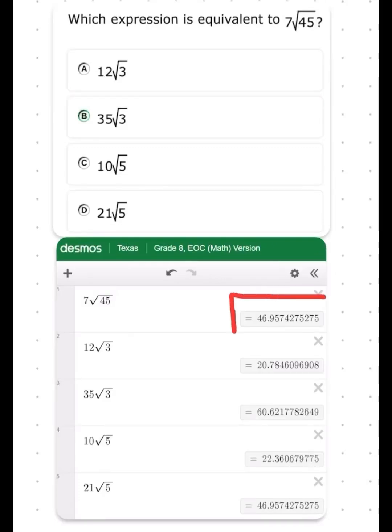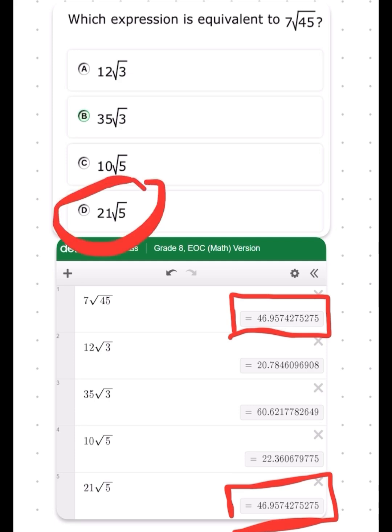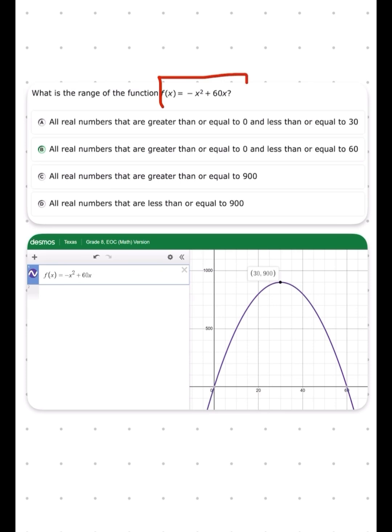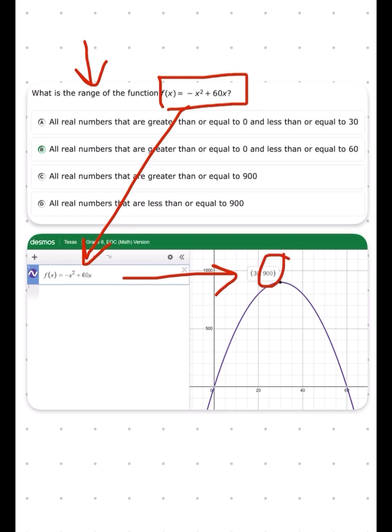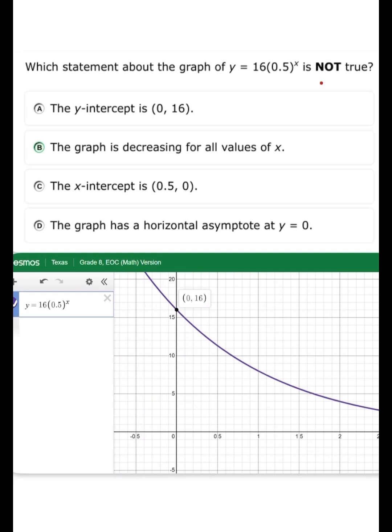Match the decimal value of the question with the decimal value of the answer choice to find the correct answer. To find range, graph the function and look at the y values. The range is all real numbers that are less than or equal to 900. The graph does not intersect the x-axis at 0.5.